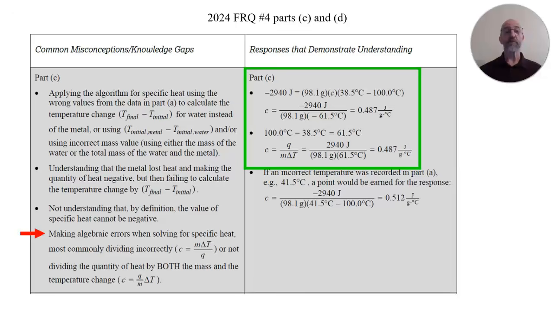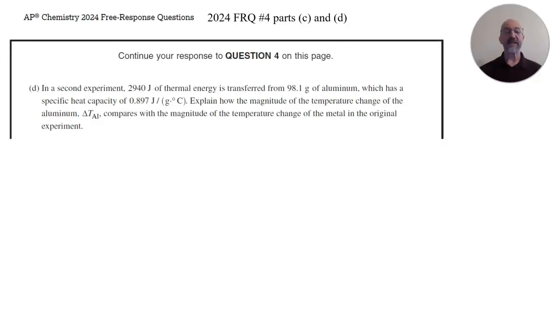All right, there was one more part of this question. This is FRQ number 4 from the 2024 AP Chemistry exam. So part D of this question says the following. In a second experiment, 2,940 joules of thermal energy is transferred from 98.1 grams of aluminum, which has a specific heat capacity of 0.897 joules per gram degree Celsius.